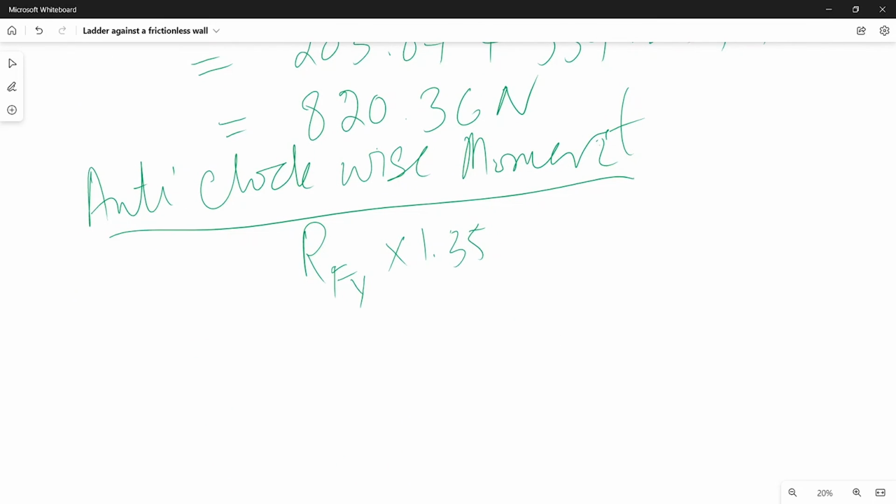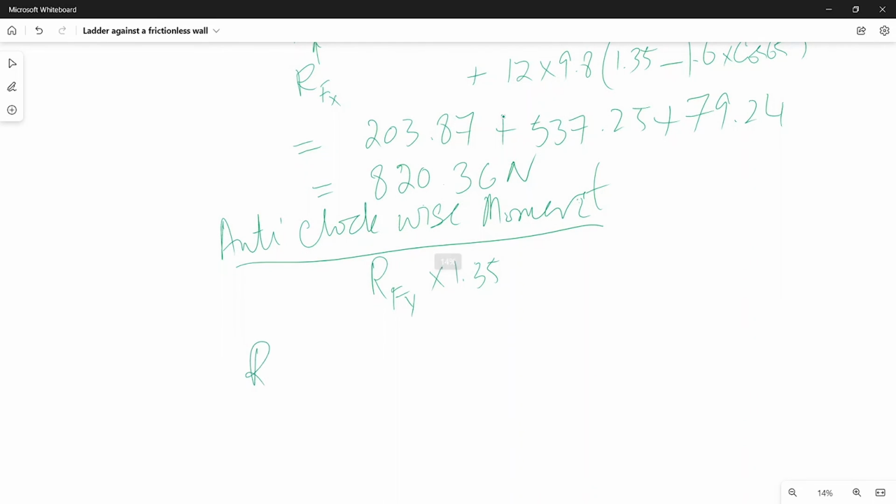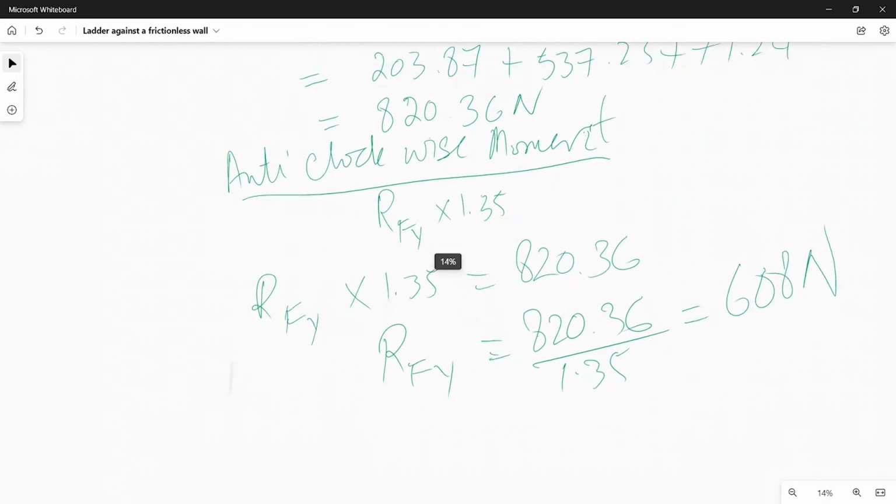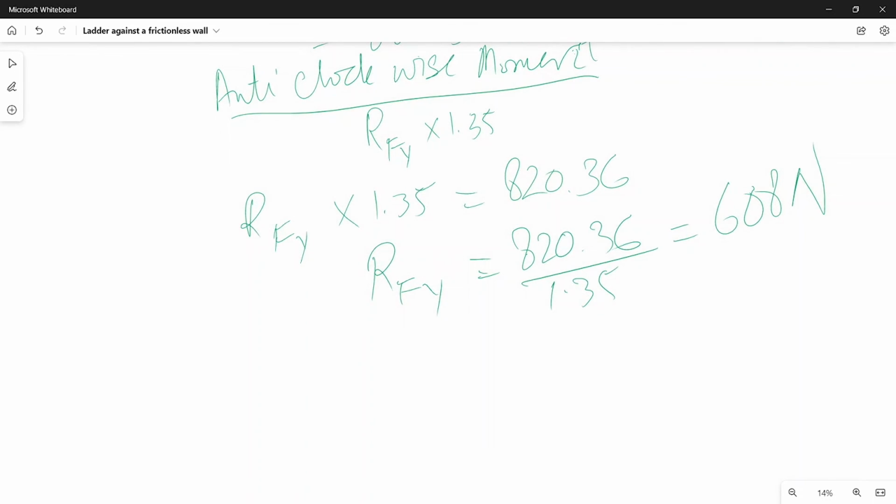Both the anti-clockwise moment and clockwise moment should be equal. Therefore, we can say RFY times 1.35 should be equal to 820.36. And this results in RFY equal to 820.36 divided by 1.35, which comes out to be almost 608 Newton. Actually, it was 607.67 Newton. So we again got this. So we would say this is 608 Newton, which is vertical.